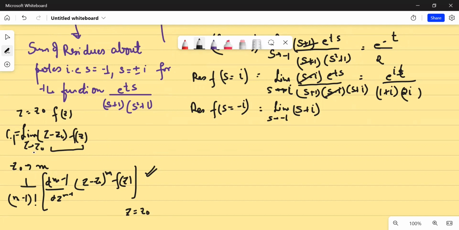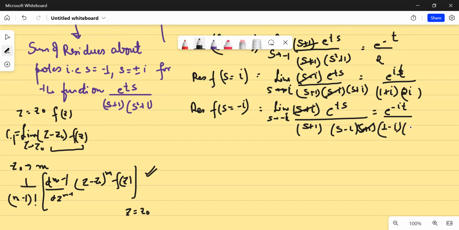So for a pole of order 1, you simply have to find the limit as z tends to z naught of (z minus z naught) into f(z). Here you will get e to the power ts divided by (s plus 1)(s minus iota)(s plus iota). So s plus iota would get cancelled. This is s minus iota. If you use s minus iota, I'll get e to the power minus iota t divided by 1 minus iota, and this is minus.